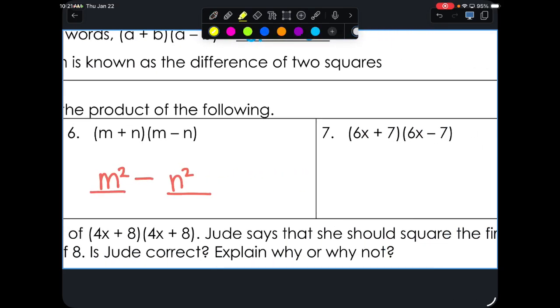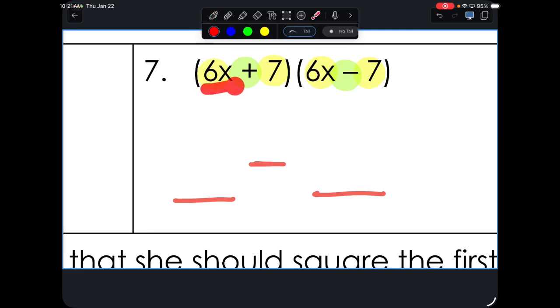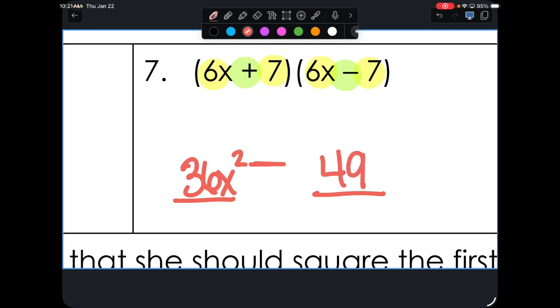Let's recognize it again. You have the same letters, same numbers, same order, except one is plus, one is minus. So, square the first term minus square the second term. Okay? What is 6x times 6x? 36x squared. Okay? What is 7 times 7? 49. So, minus 49.